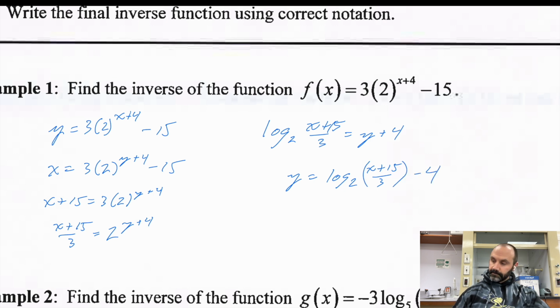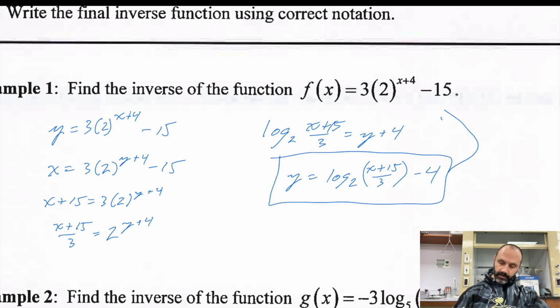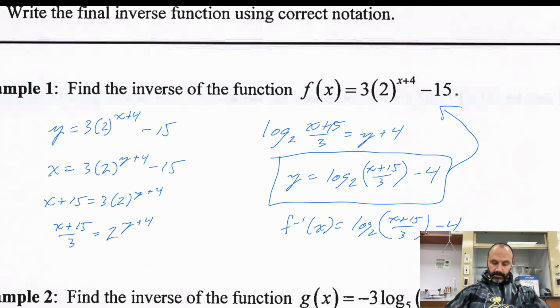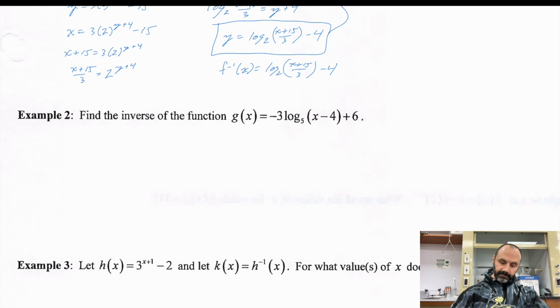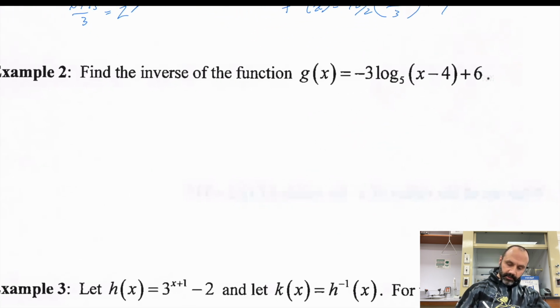So y equals log base 2 of x plus 15 over 3 minus 4. And that's it. That is the inverse of f of x. So I can write f to the negative 1 of x is log base 2 of (x plus 15) over 3 minus 4. Okay. Now it wants us to find the inverse of this function. So now instead of going from an exponential to a logarithmic, practicing going from a logarithmic to an exponential. Same idea. So I write y equals negative 3 log base 5 of x minus 4 plus 6.